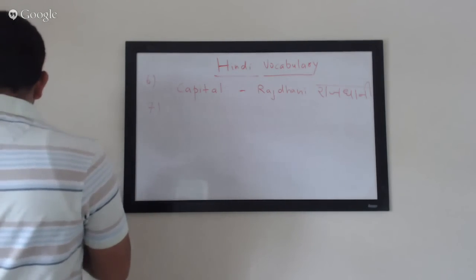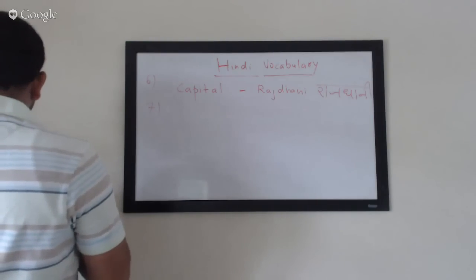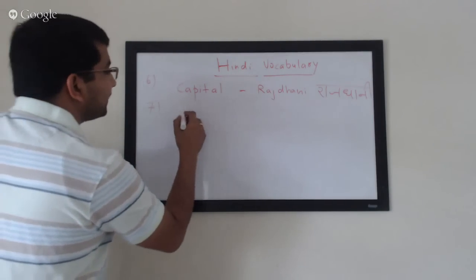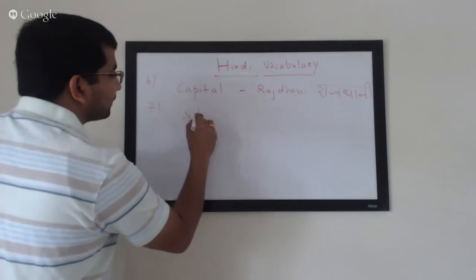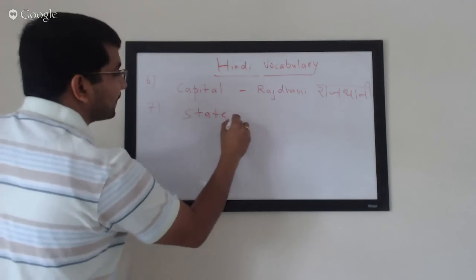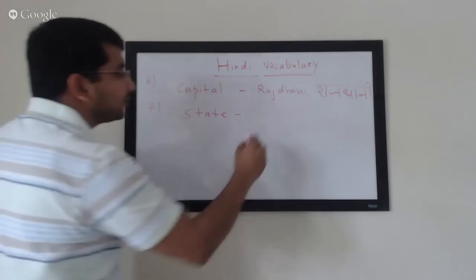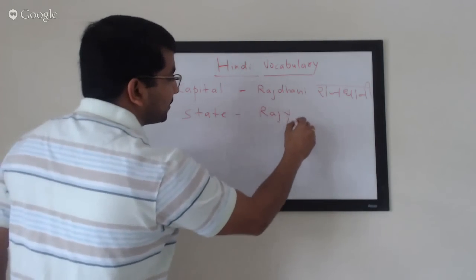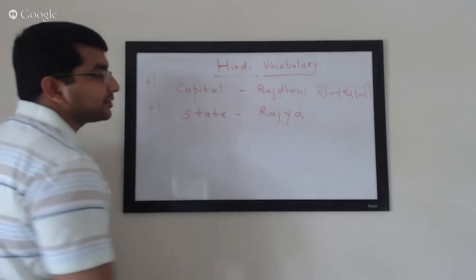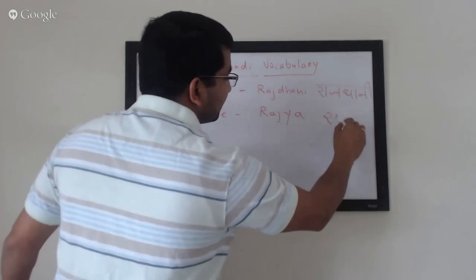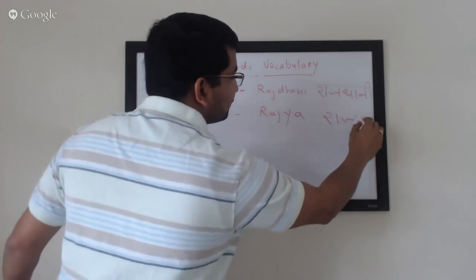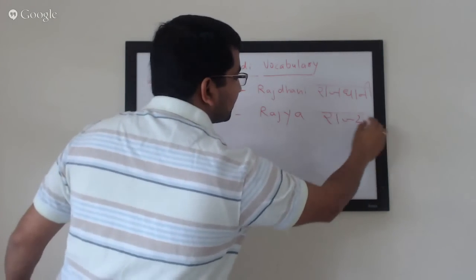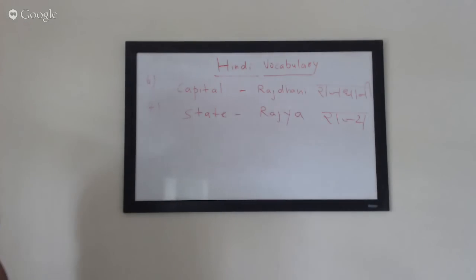So after capital, the seventh one is state. State is Rajya. Rajya. That's state.